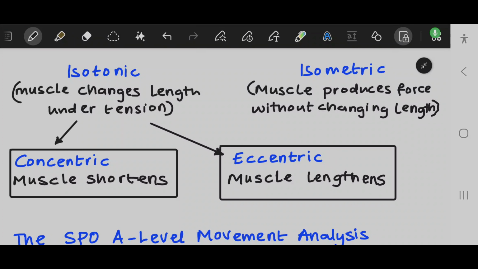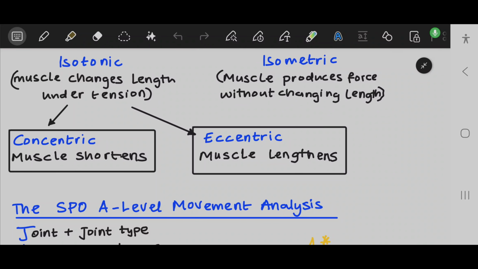There are two broad categories of contractions. There are isotonic contractions and isometric contractions. Isotonic meaning that the muscle changes length under tension, and isometric meaning the muscle is producing force without changing length.